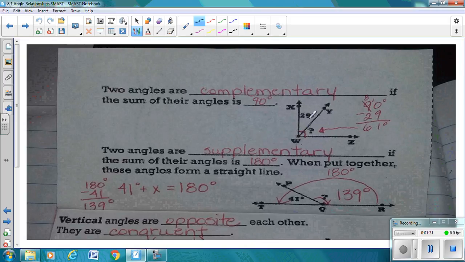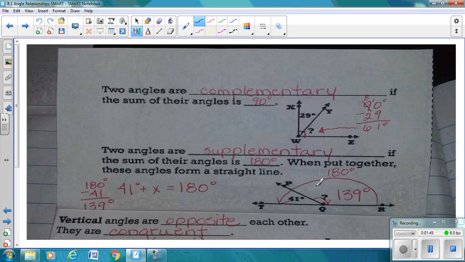So we know that this angle is 29 degrees. We know that the full angle is 90 degrees. So if we take 90 degrees and subtract the 29 degrees, we know that this angle right here with the question mark in between here is 61 degrees.